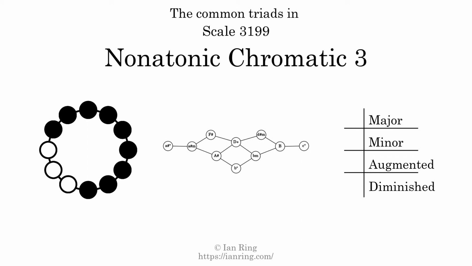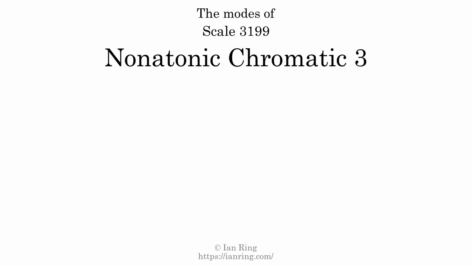Here are the common triads present in this scale. The diagram in the center is a graph of parsimonious voice leading between triads. There are 3 major triads. There are 3 minor triads. There is 1 augmented triad. There are 3 diminished triads. There is no Hamiltonian path through the graph that uses all the triads. This scale has 9 modes.